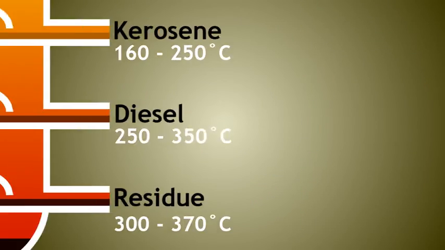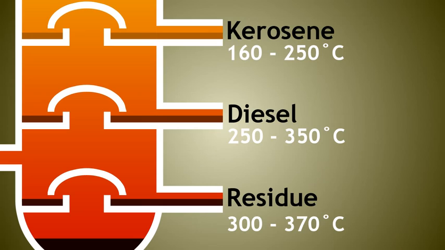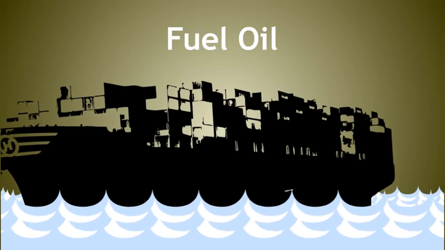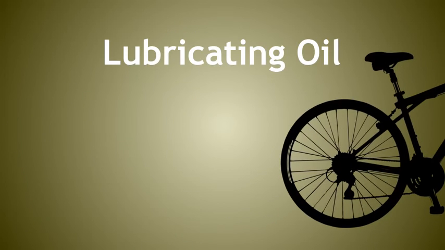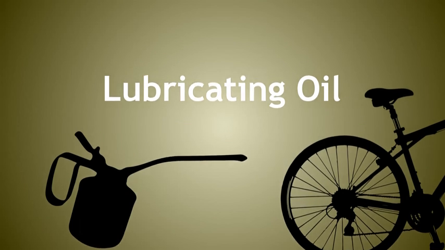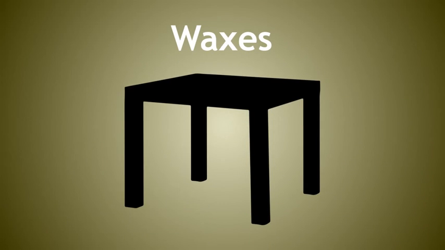Below diesel are the residue fractions. Fuel oil is a fuel used in power stations and ships. Lubricating oil sticks to surfaces, reduces friction and protects from rust. And finally, waxes, which along with the oils can be used for polishing surfaces.